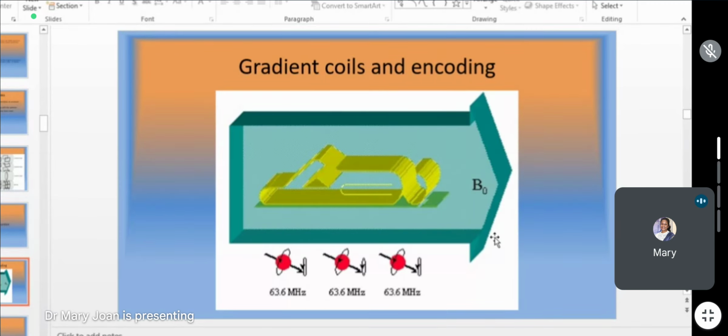Coming to image reconstruction, the gradient coils and encoding. Here you can see the different protons in the applied magnetic field and their gyromagnetic ratio. So 63.6 megahertz is the frequency, along with the gyromagnetic ratio. Here is how it looks at different phases with respect to the applied magnetic field.